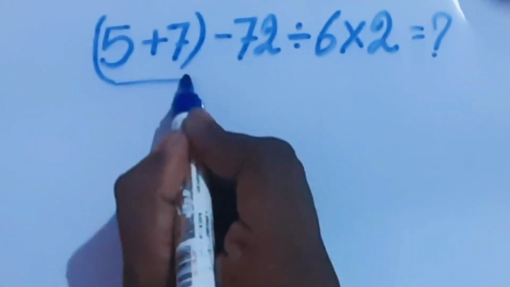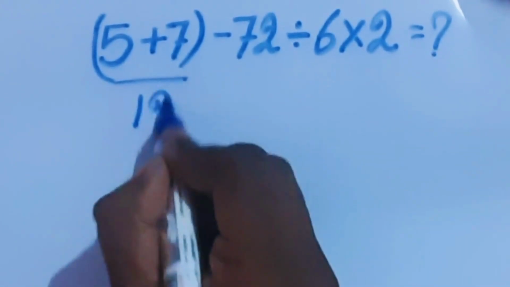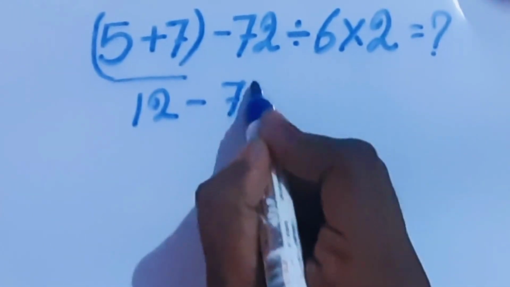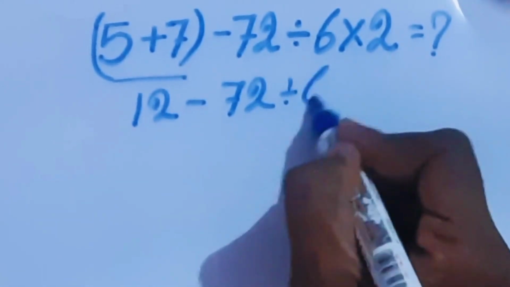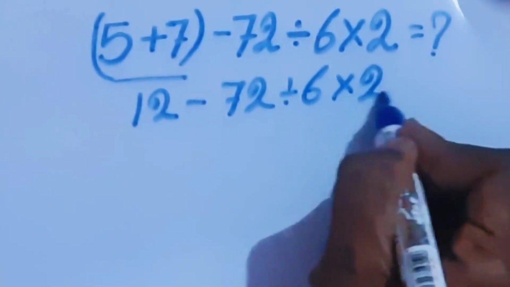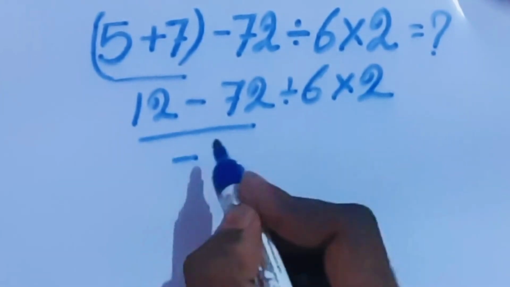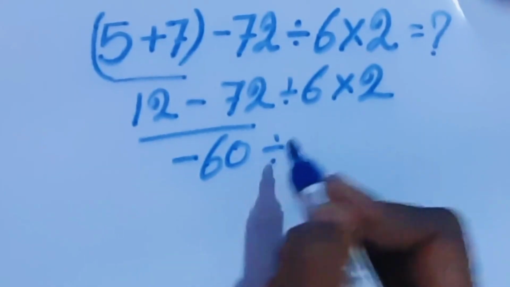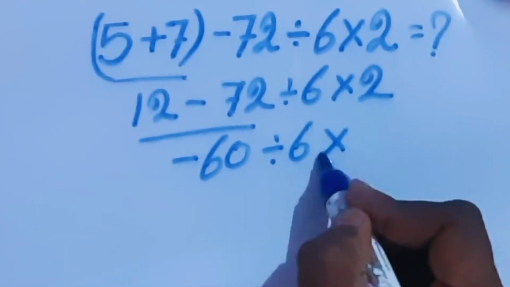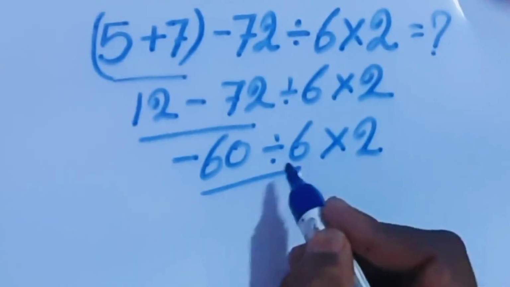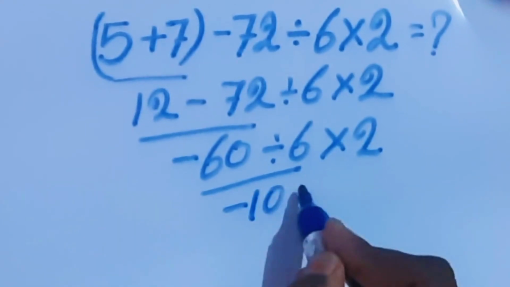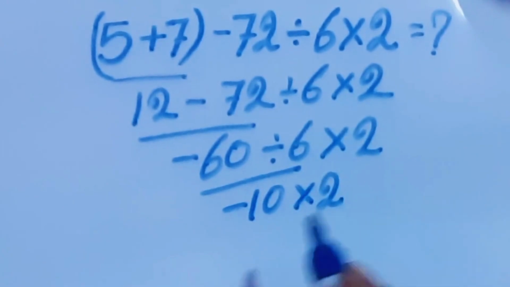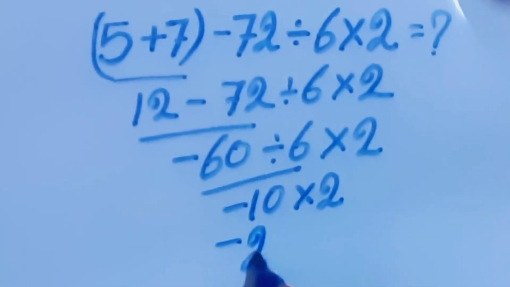Hi guys, here 5 plus 7 is 12, minus this 72 divided by 6 times 2. Here we'll get negative 60 divided by this 6 times 2. Here this is negative 10 times this 2. Here we'll get negative 20 as the answer. This answer is wrong. As per the order of operations, this negative 20 is wrong.